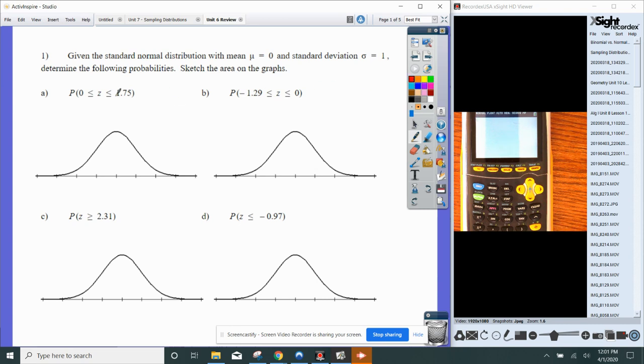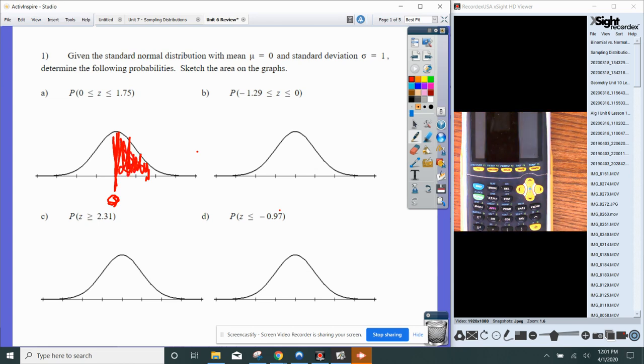Let's do the sketch first. So between 0 and 1.75. All right. So with a standard normal, our mu is 0, and it goes out from there 1, 2, and then -1, -2. So 1.0 would be here. 1.75 would be about right here. So we're finding roughly this area here.